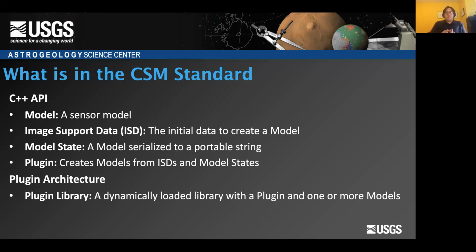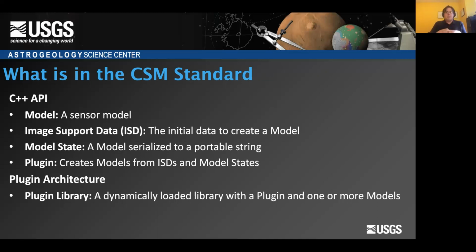The image support data, or the ISD, is what I'll be calling it, that is basically the initial data you need to build your model. So in a lot of planetary stuff, the ISD will contain things such as your ephemeris data from SPICE kernels. It'll contain things such as maybe the capturing mode from the imaging label. So stuff like binning, TDI, things like that.